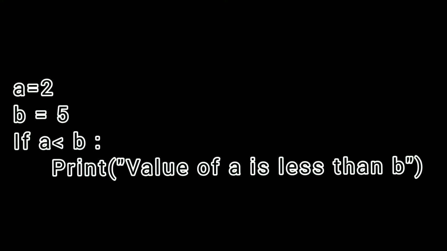Let us have the values a and b. a is equal to 2 and b is equal to 5. So we want to check whether a is less than b. That is our condition. And if that condition is true, then we'll print yes, value a is less than b. So: if a is less than b, colon, print a is less than b.